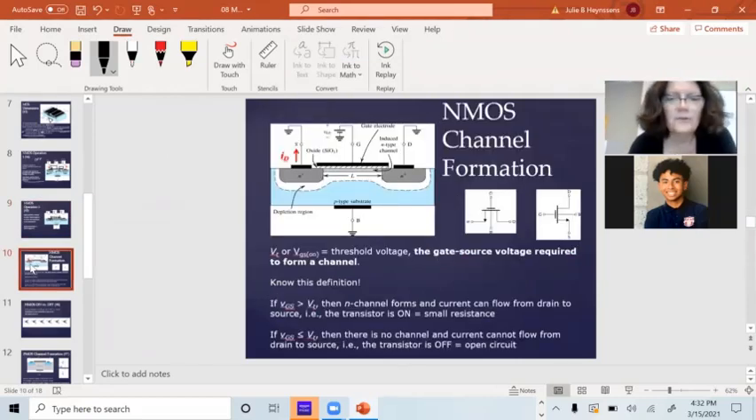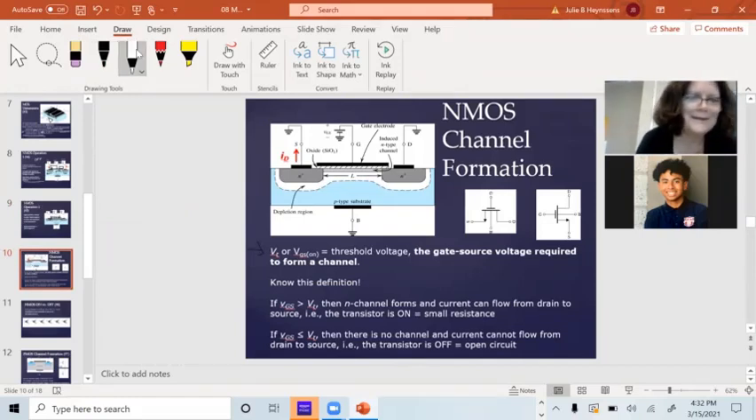Okay. So I think I know how that triggers now. The minimum amount of voltage that I can.